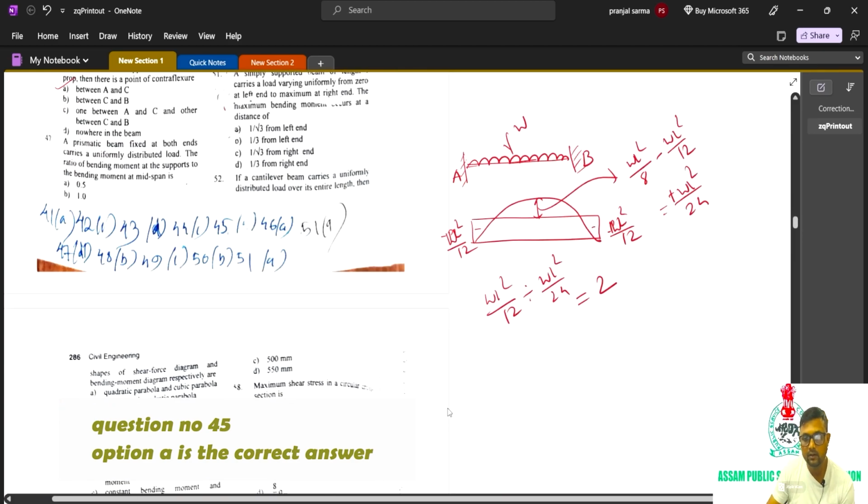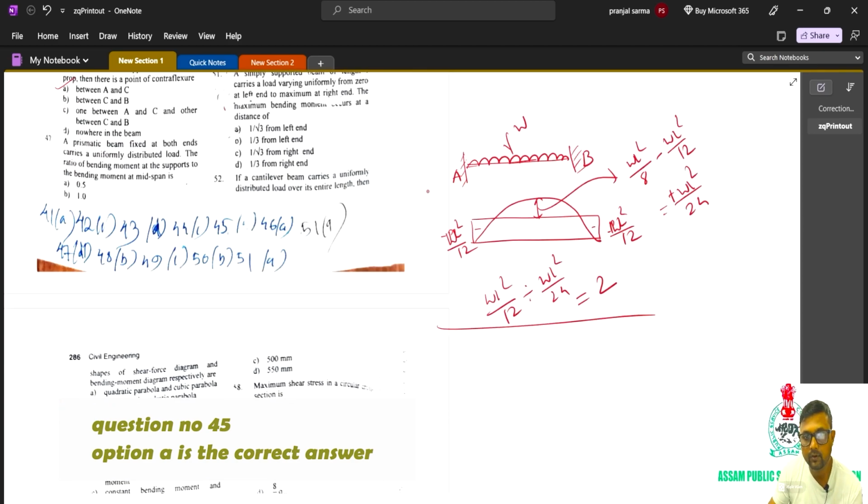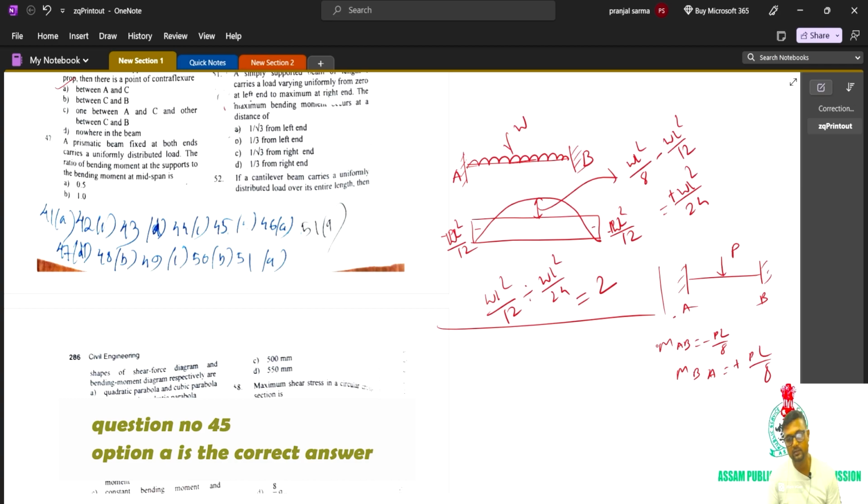See, you have to remember, this is for UDL. Now for fixed beam with a point load, what is the value? MAB is equal to minus PL by 8, and MBA is equal to plus PL by 8. You have to remember this. These are fixed values, and this is for the load at the midspan. If it is not located at midspan, somewhere else, then also you have to remember the standard values. It is given in the book or in the handbook. Please see that you always remember those values.